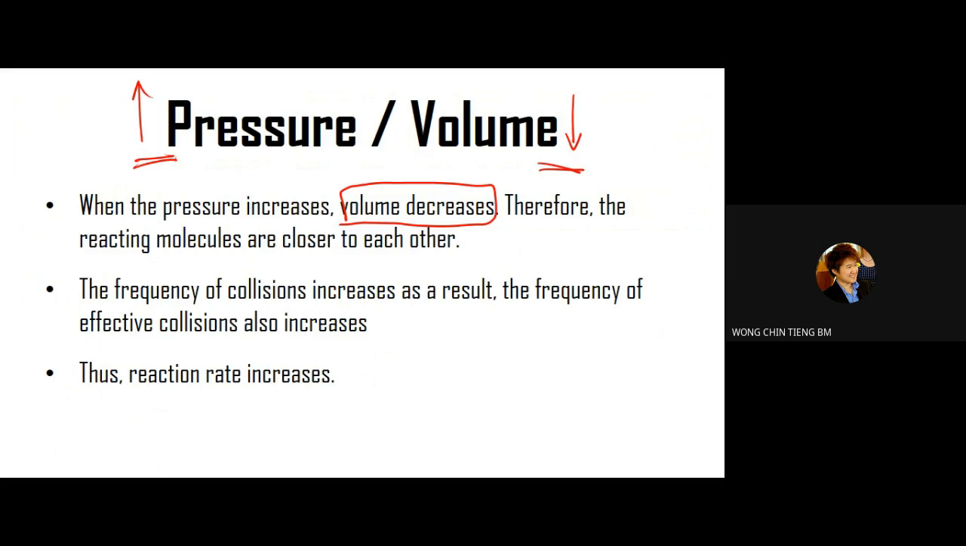Okay. English kat sini. Alright, let's play a bit about English. Alright, Azim said just now, I repeat exactly what Azim said. Okay? Provide an alternative pathway to lower the activation energy. Yes or no? Why not?